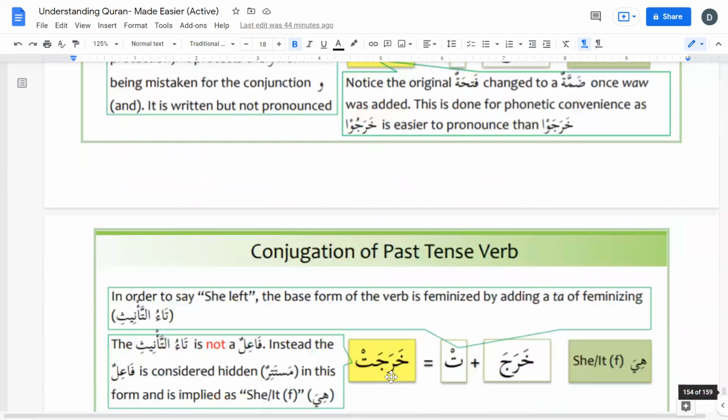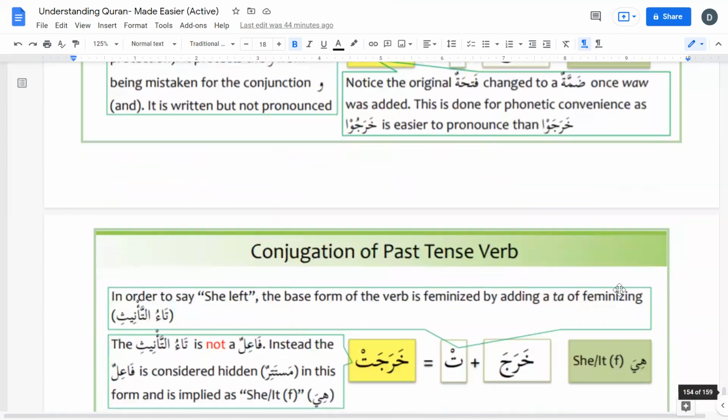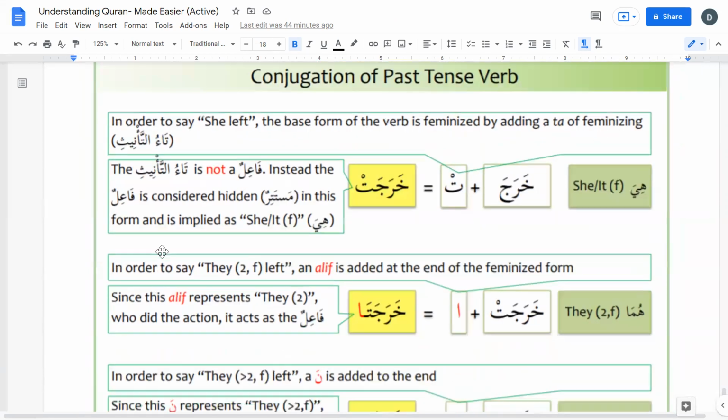Hiya, we know, means she or it. Huwa is also he and it. So hiya means she or it. For hiya, what happens, you can see right here. In order to say she left, the base form of the verb is feminized by adding a ta of feminizing, ta' ta'nith.